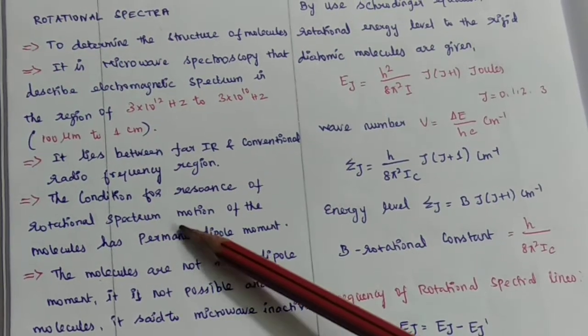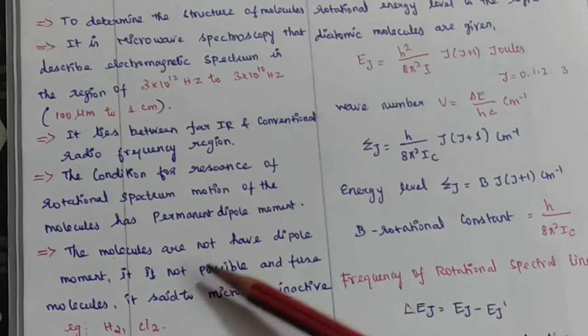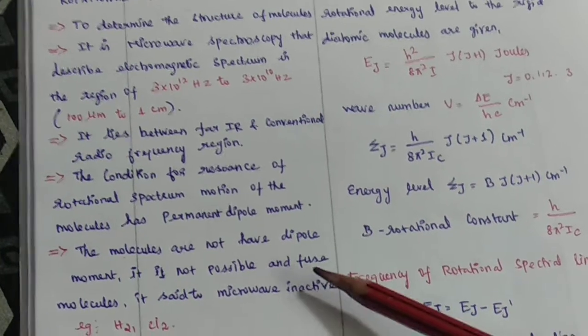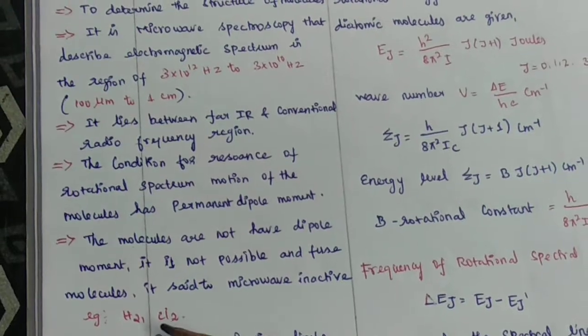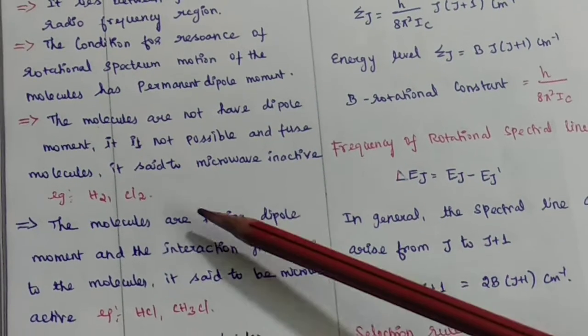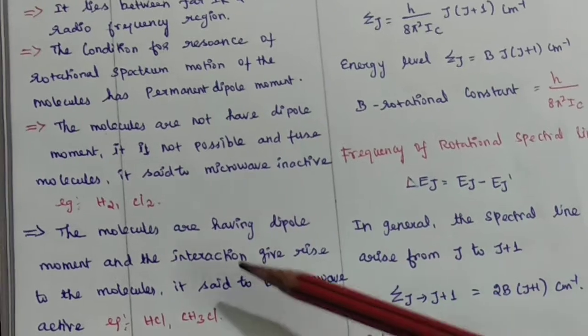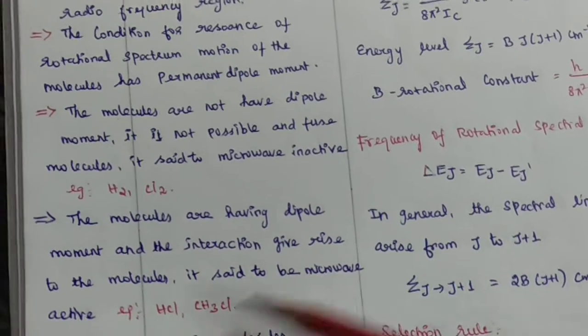For rotational spectrum, the motion of molecules must have a permanent dipole moment. If the molecules do not have a dipole moment, it is not possible. It should be microwave inactive. Examples are H2 and Cl2. If the molecules have a dipole moment, the interaction should easily give rise to the spectrum. It should be microwave active.